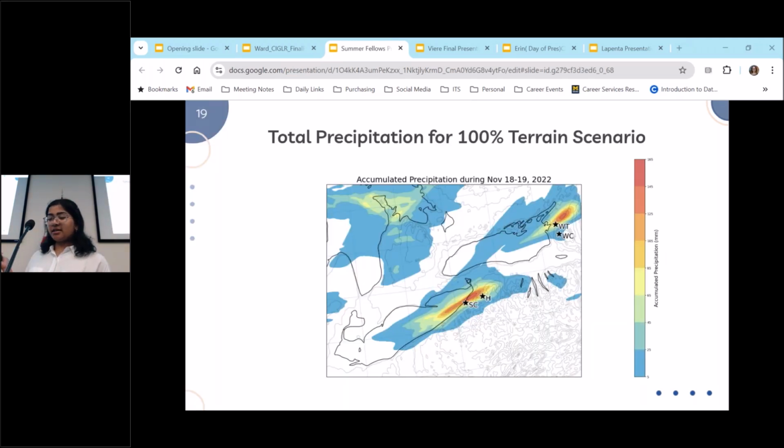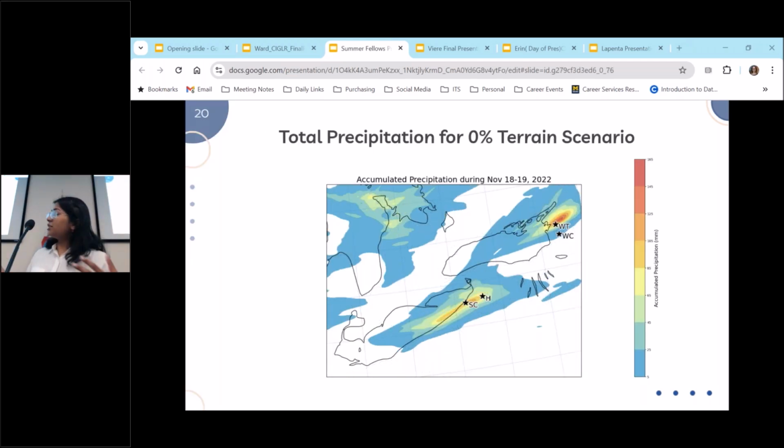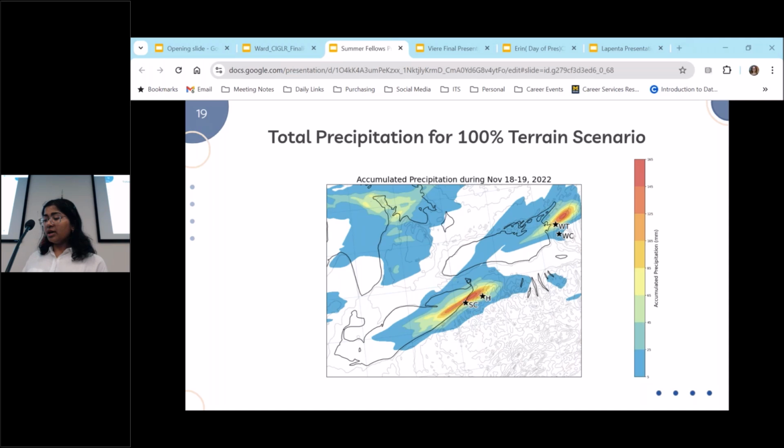So this is the total precipitation that was accumulated on the 18th and 19th for the 100% terrain scenario. So normal conditions, normal terrain. And this is what it looked like for the 0% terrain scenario. So when I go back and forth, there are 2 things you can notice. One is that in the terrain scenario, the storm band is a bit shifted northward. And the second thing you can see is that the precipitation is a lot more intense at the axis.